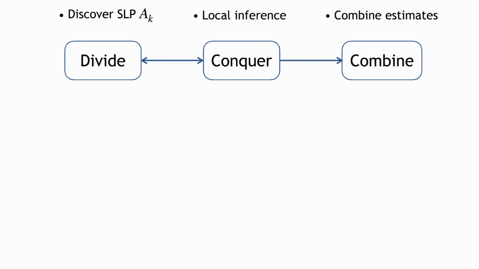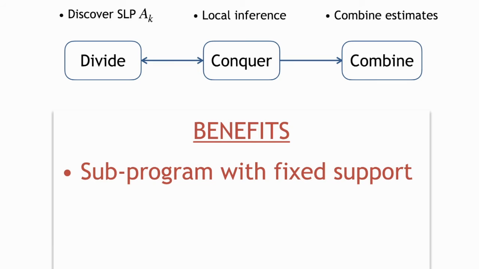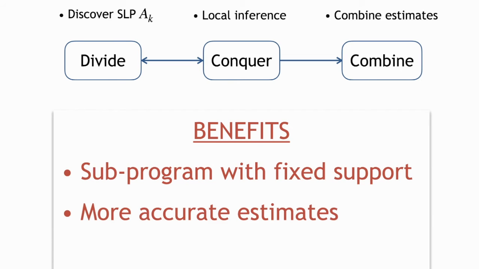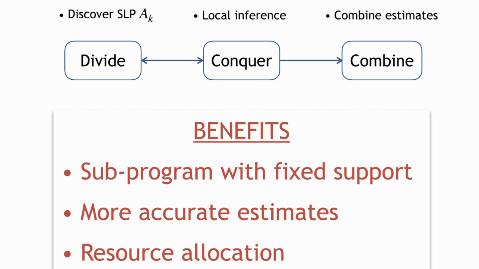Let's recall what we have gained in this setup. First of all, we break the problem up into a series of simpler sub-problems with fixed support. By doing so, we are able to obtain more accurate estimates. Last but not least, this also enables us to allocate computation resources in a smarter way, since some straight-line programs may have higher posterior mass, which we want to estimate better. Let's now have a look at a few examples to see the performance of DCC.